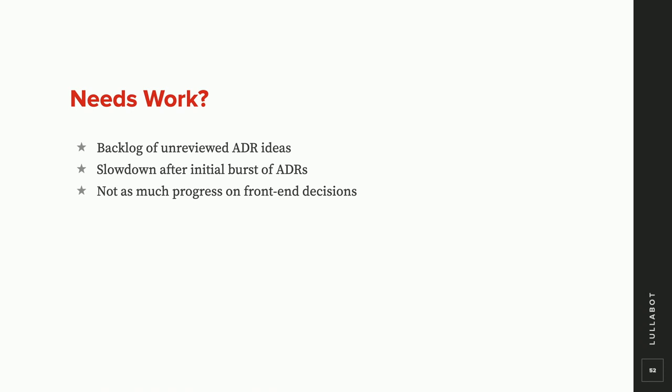But I do think there's some areas I still want to see us improve on at Lullabot. We have 42 ADRs, and that's great. We had a huge burst of activity when we started writing ADRs, but now we've kind of slowed back down. We're accepting a new one, I'm going to say, once every 2 to 3 months. What this means is, like any good project, we have a large backlog of unreviewed ADR ideas. I think we have 30 or 40 of them right now.